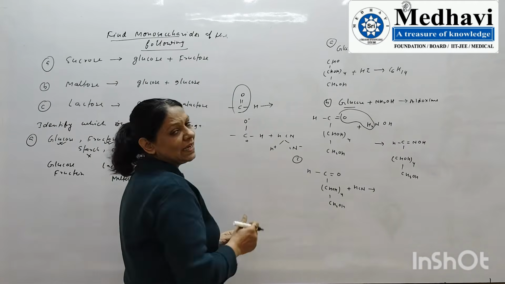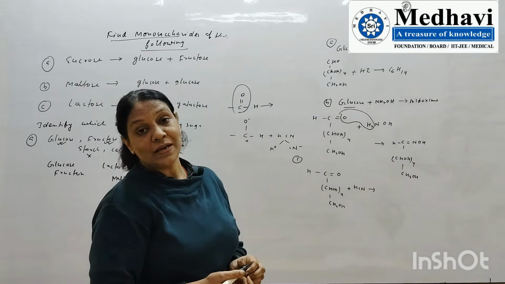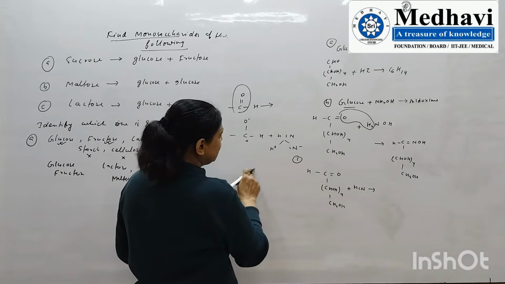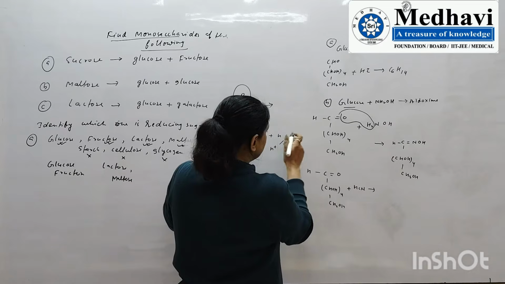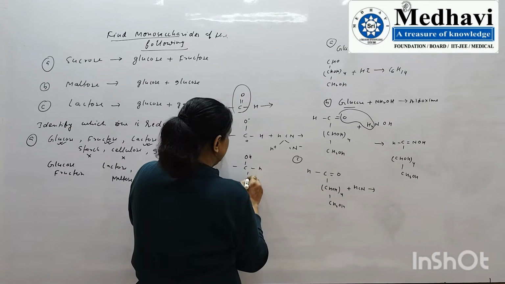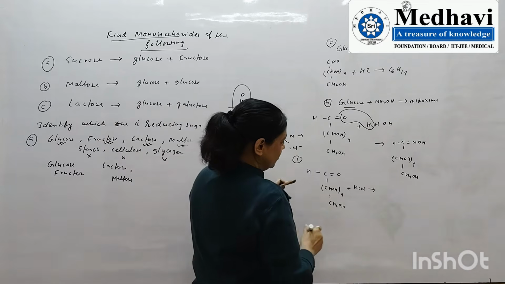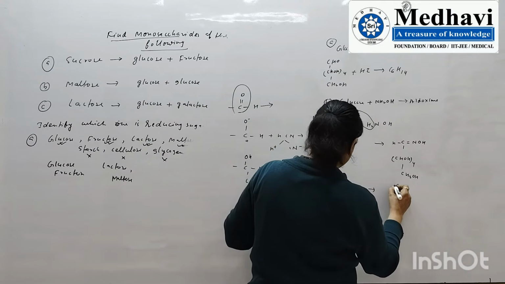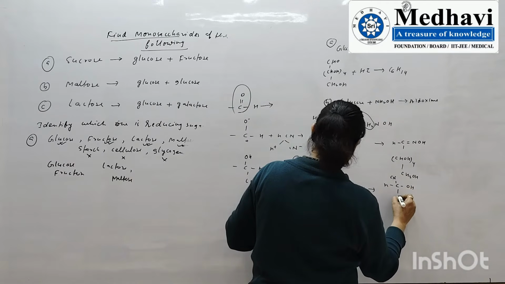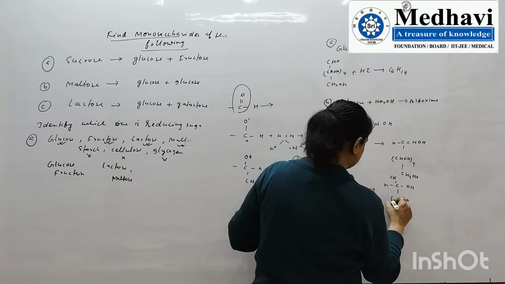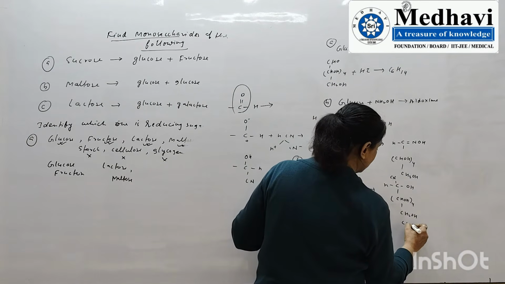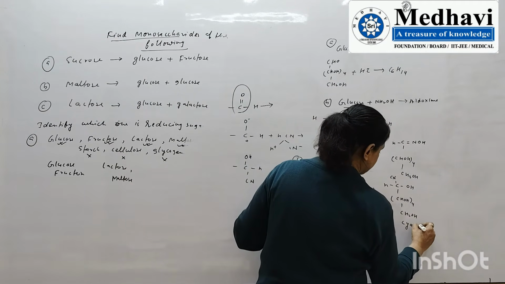So that technique I will give when I teach you organic chemistry. Here this positive will attack there and negative will attack here, so you will get that. I am just showing, this is H, this is cyanohydrin. So the same product will be developed here: H, OH, CN, CHOH, CH2OH. So this product is glucose cyanohydrin.